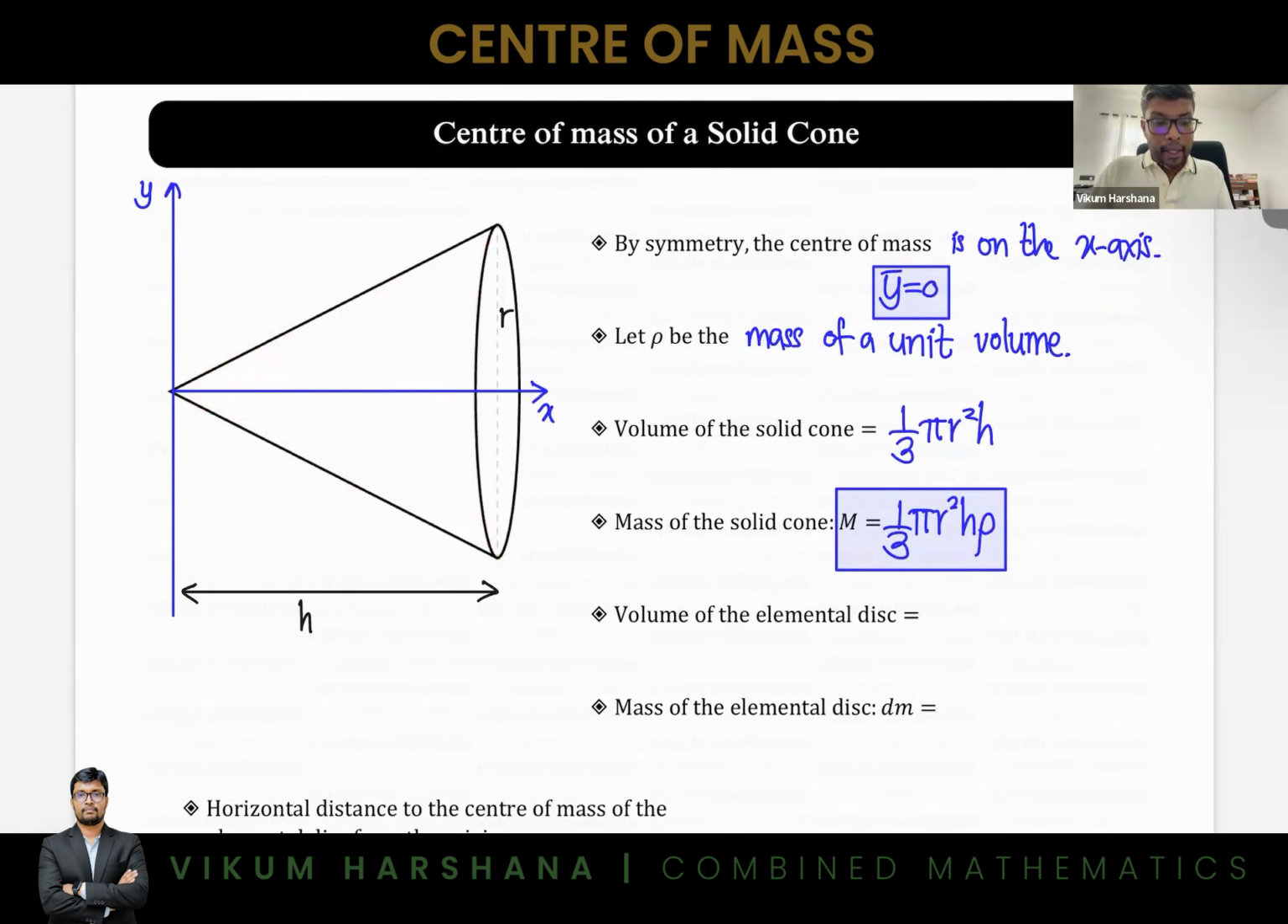So when you separate into several parts, those are going to be tiny little disks. Yes, the radius is getting changed, but those are disks. So disk means it's a cylinder, right? It's a very thin cylinder. So that will be our elemental mass here. So technically it's a disk.